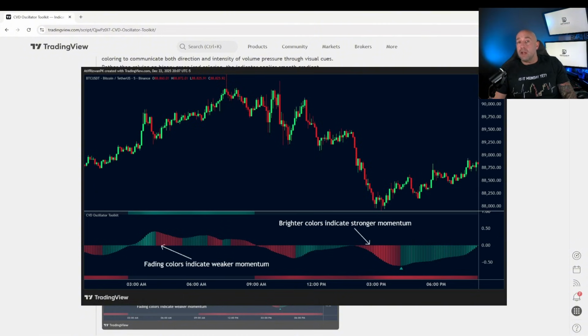So how do you interpret the coloring? The oscillator uses momentum-based coloring to reflect changes in volume pressure, strength, and direction. The colors respond to acceleration and deceleration in volume pressure rather than simple position alone. Brighter, more saturated colors indicate stronger momentum and expanding buying or selling pressure, while muted or fading colors reflect slowing momentum and weakening pressure. The coloring does not generate signals and should be read as visual context that complements the oscillator structure, helping identify momentum shifts, continuation, and exhaustion at a glance.